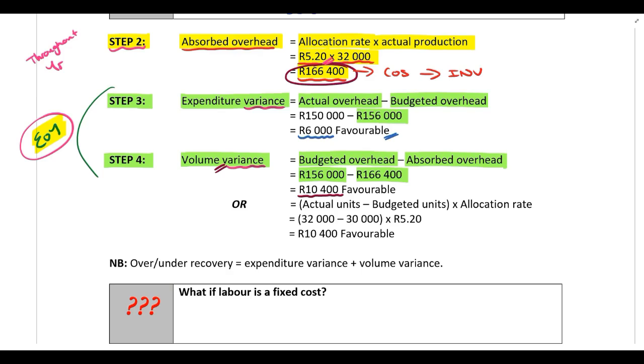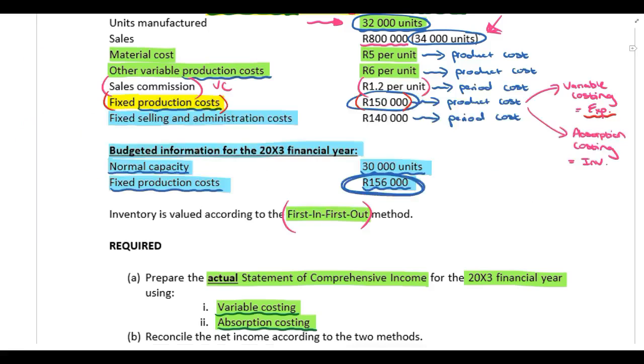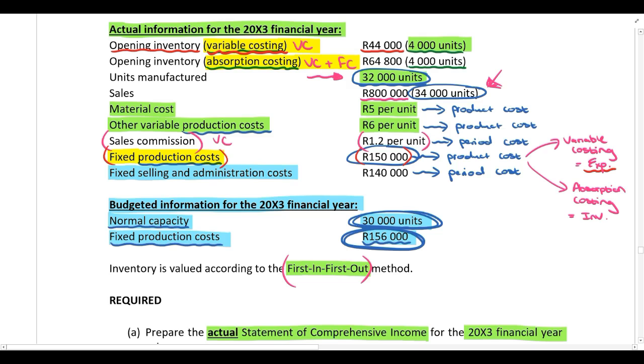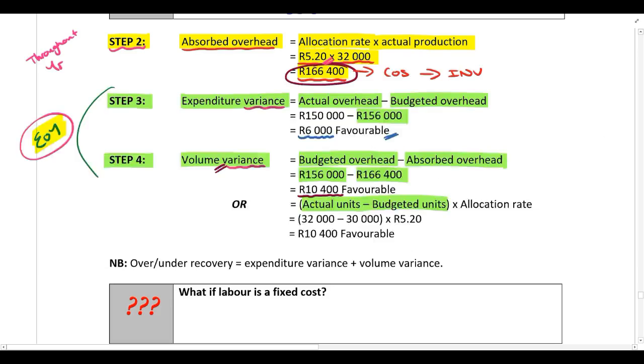So another way to look at this calculation that actually makes more sense, and it gives you exactly the same answer, is to take the difference between what you actually produced and what you budgeted to produce. So if you go back to the information provided in the question, this company's normal capacity is 30,000 units. So they would have budgeted to produce 30,000 units. They actually ended up producing 32,000 units. So they produced more than what they budgeted to produce, or more than their normal capacity. You then multiply that by your allocation rate from step 1, so the 5.20 Rand from step 1, and that is going to give you exactly the same answer.